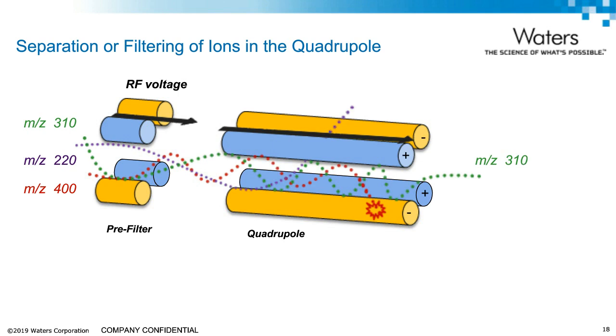In this example here, the voltages are set so that the green ion at m/z 310 is transmitted, and the purple and red ions at m/z 220 and 400 are removed and pumped away to waste. By adjusting the RF and DC voltages, the mass spectrometer can be programmed to pass the mass of interest, or perhaps scan the whole mass range.